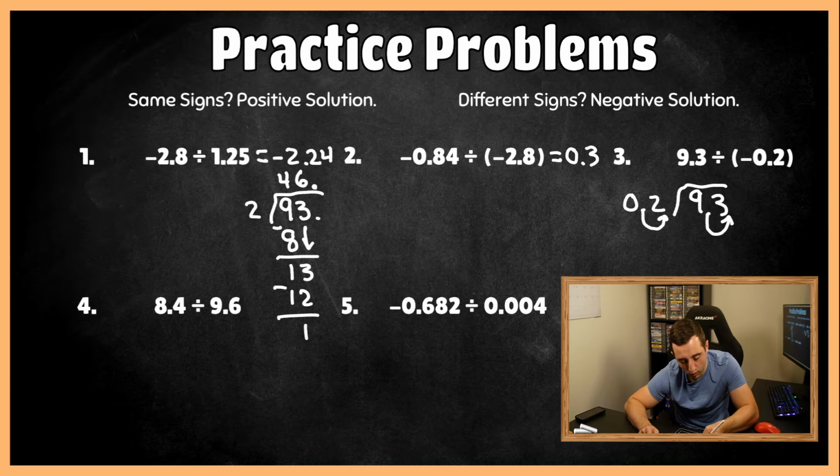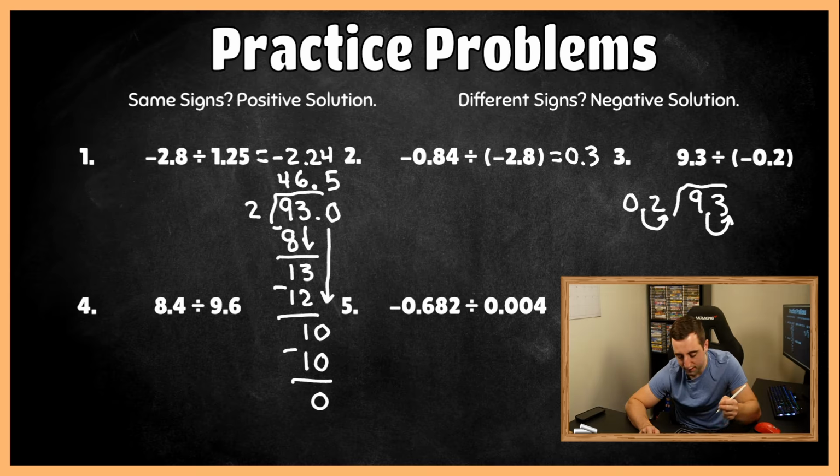Well, 2 doesn't fit into 1 at all, so let's add a 0 behind that decimal point and bring it down. And then 2 fits into 10 5 times perfectly. Subtract, we get a remainder of 0, and our final answer is going to be negative 46 5/10. I'm going to write that up here. So negative 46 5/10 for number 3.